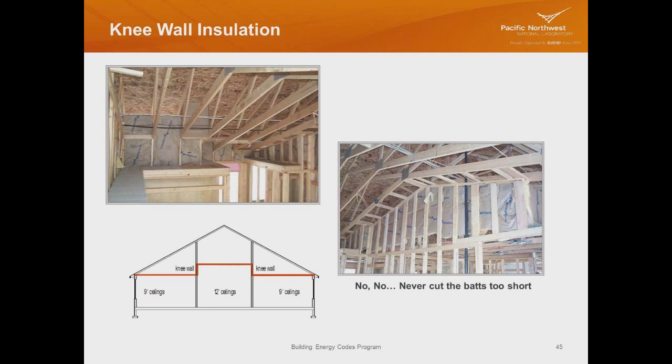So here's an example of some bad insulation done in some knee walls that are over to the right versus insulation installed properly in a knee wall. And really the side view of this house and defining where the knee walls are, and that red line going across the ceiling area.